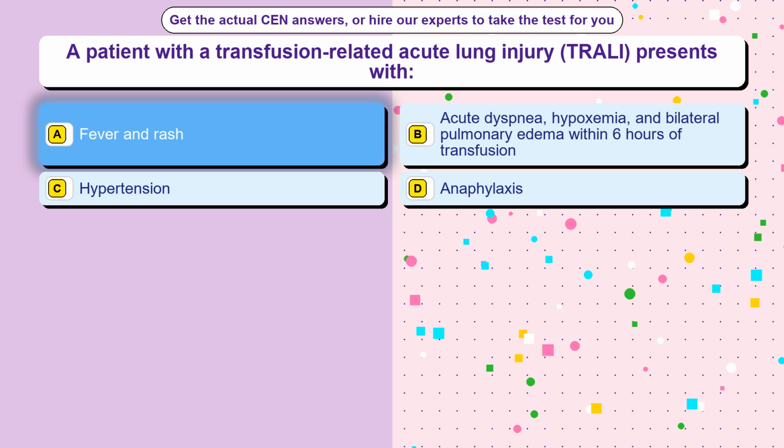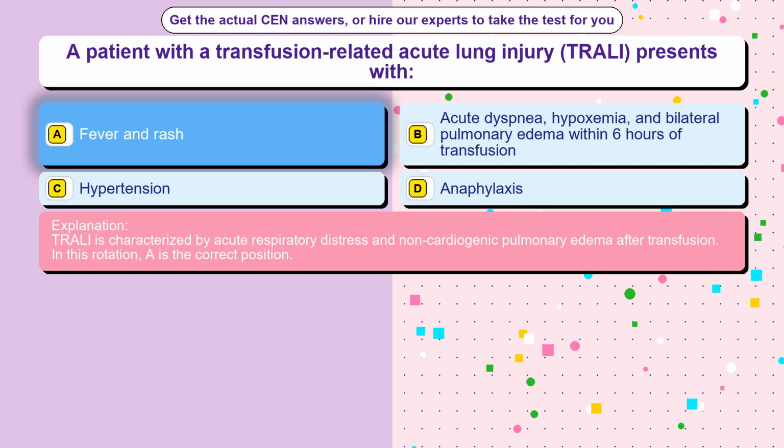The correct answer is option A, fever and rash. TRALI is characterized by acute respiratory distress and non-cardiogenic pulmonary edema after transfusion. In this rotation, A is the correct position.